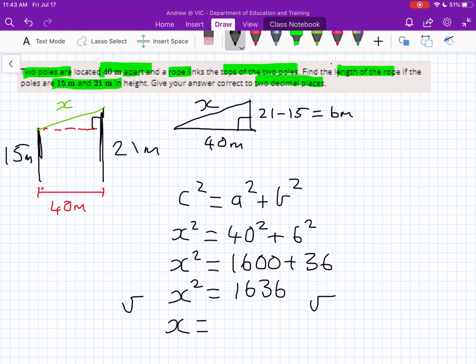So x here will equal, when you do it on your calculator, 40.45 meters, because it says to two decimal places. And just remember, this has a unit. When a question has a unit in it, so the meters you'll see here, here, here, make sure you have a unit in your answer, preferably the same one.